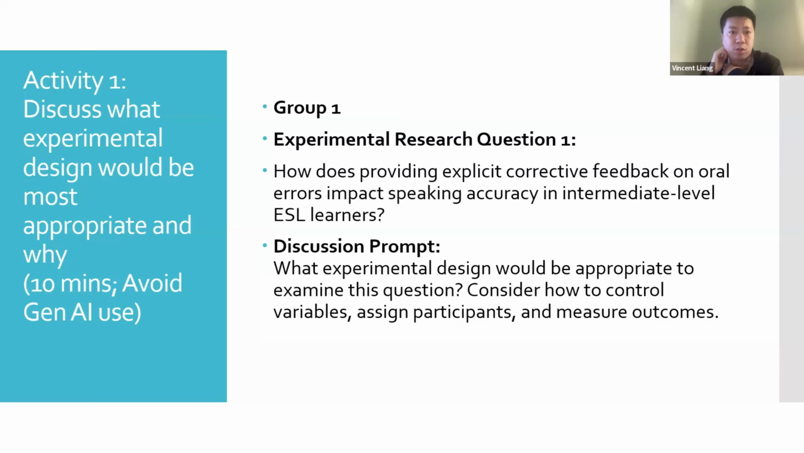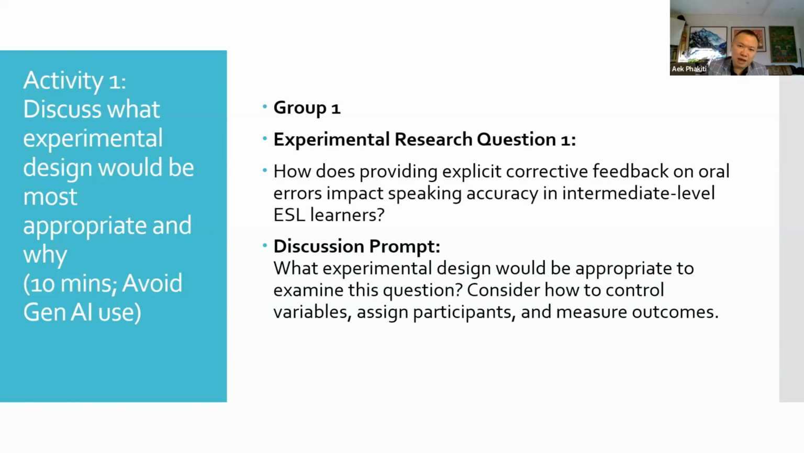You want to select students in the intermediate level proficiency first, and try to do the random sort of grouping. So you can have 2 different groups with the same amount of students, and one with the corrective feedback, the other one without the corrective feedback. Okay. And you can see here one explicit, right?